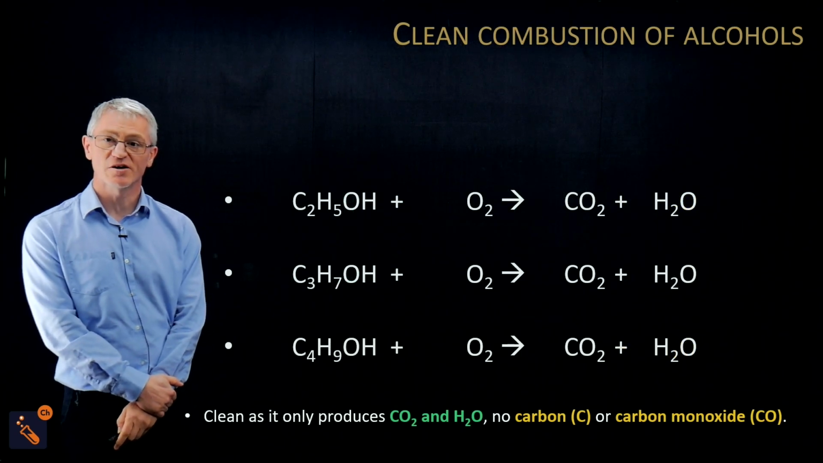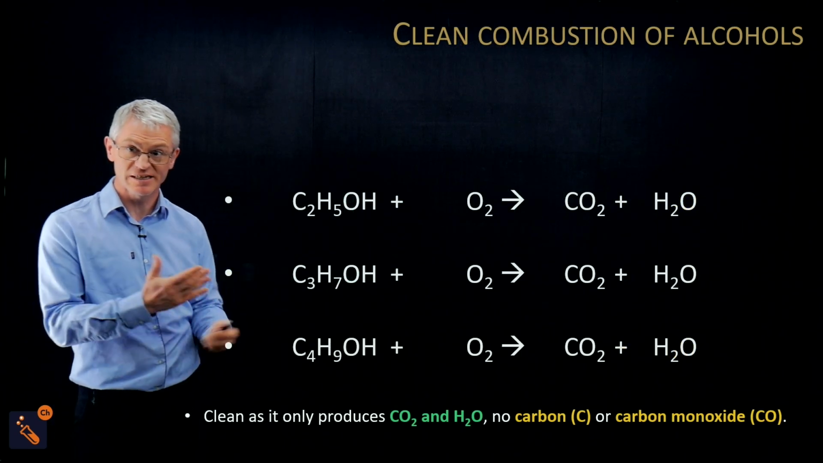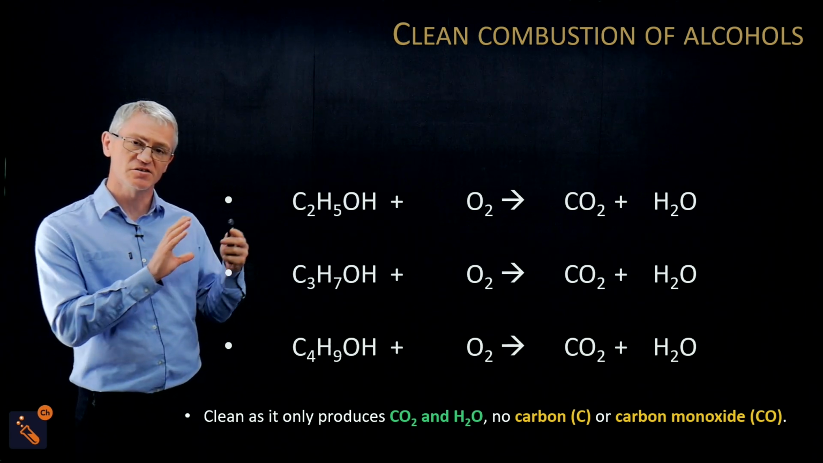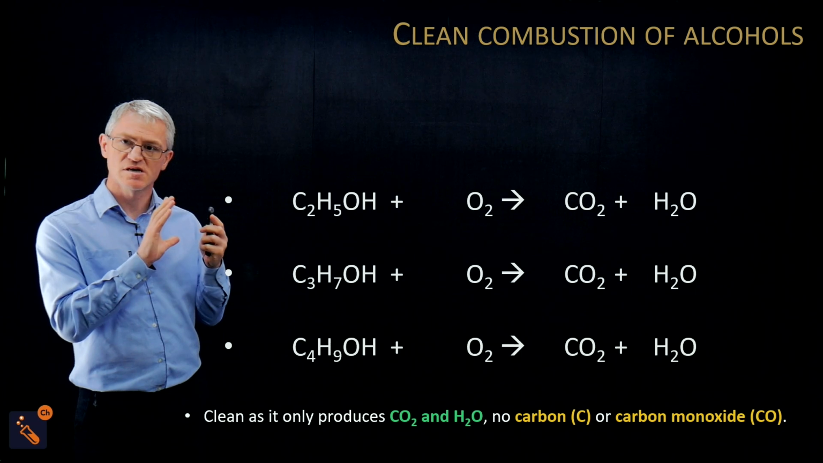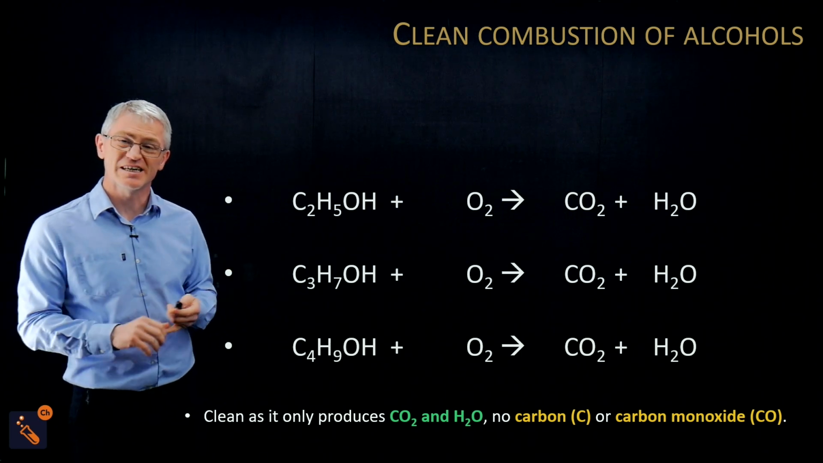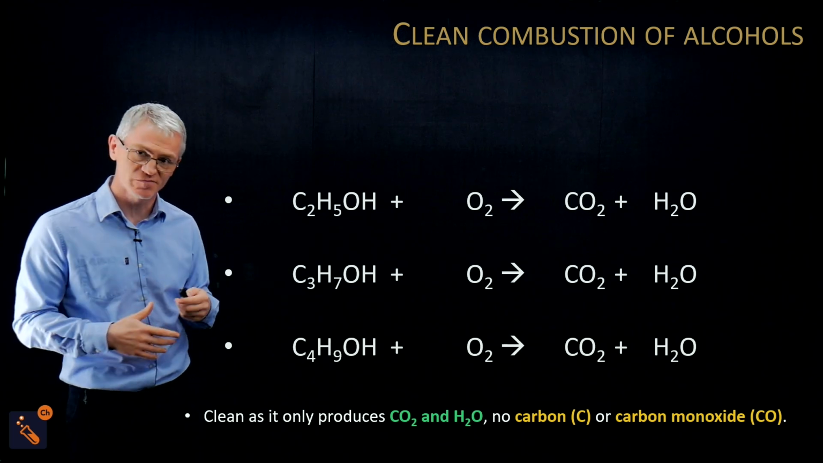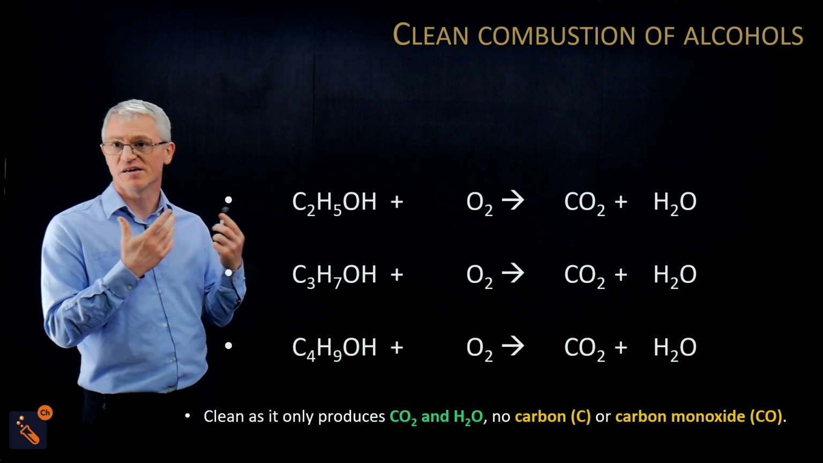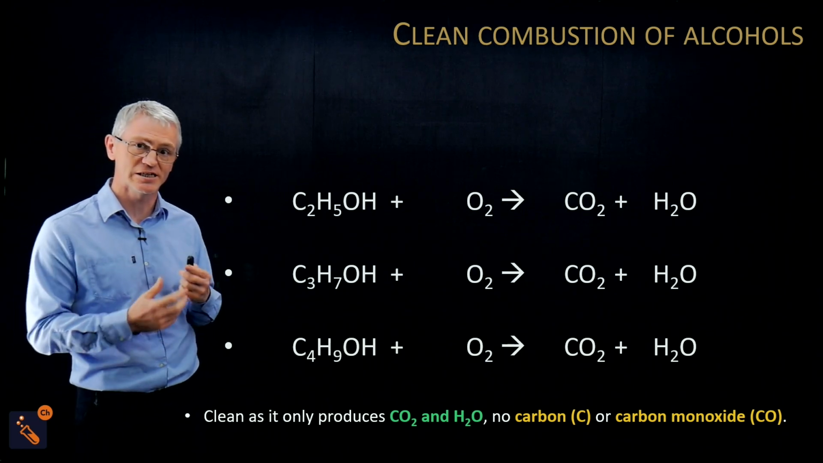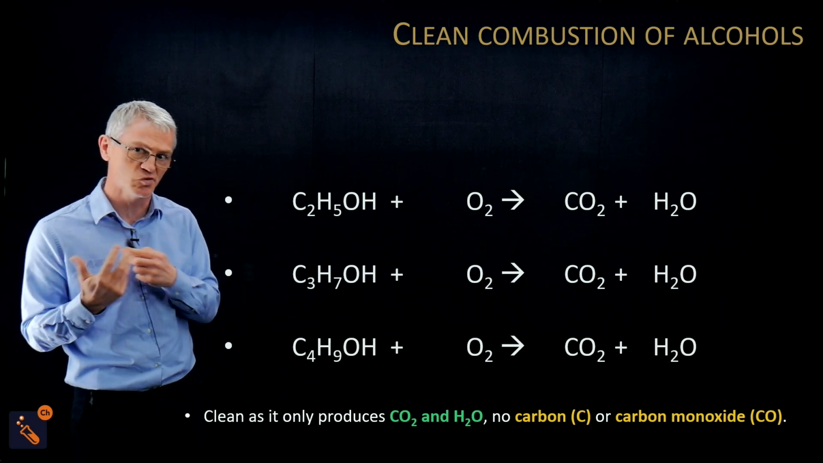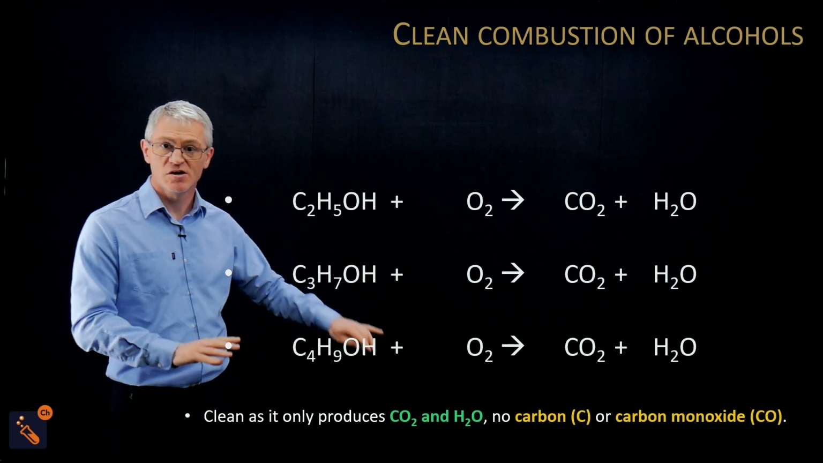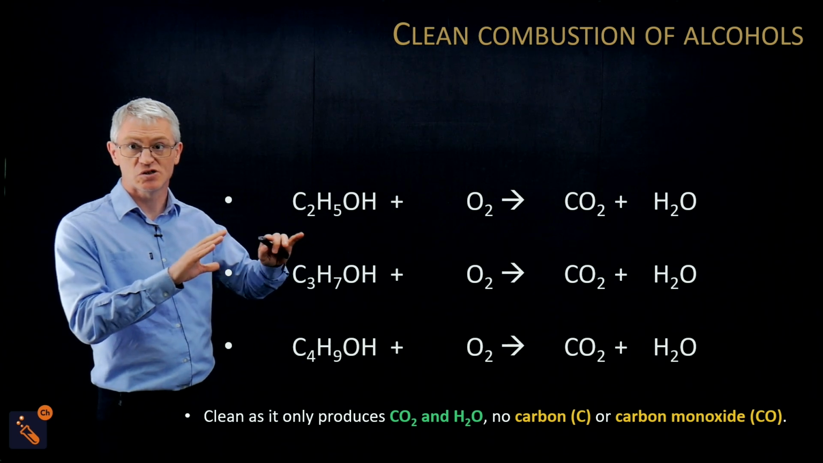So we're now going to talk about clean combustion of alcohols. They cleanly combust, which means that in the UK, the petrol that goes into most of the cars is called E85. E85 basically means 15% ethanol and 85% petrol. So we have ethanol in it to try and make it cleaner, but in some countries they have even more than that. Because they're clean burning, they don't produce any carbon or carbon monoxide. Well, they shouldn't anyway.